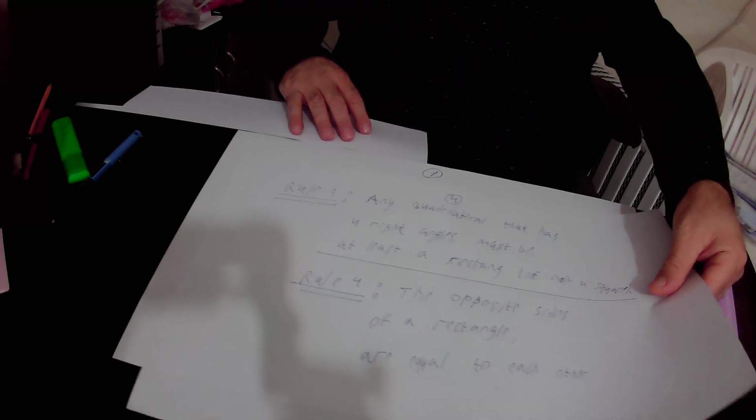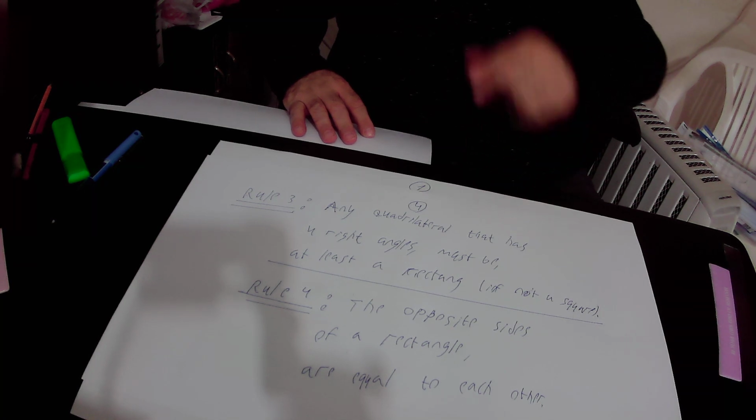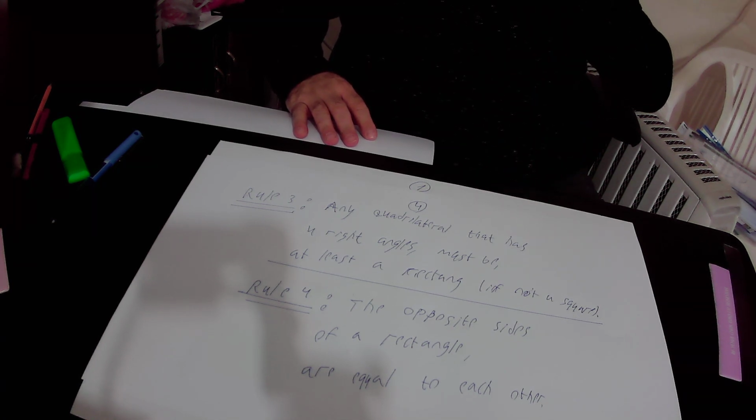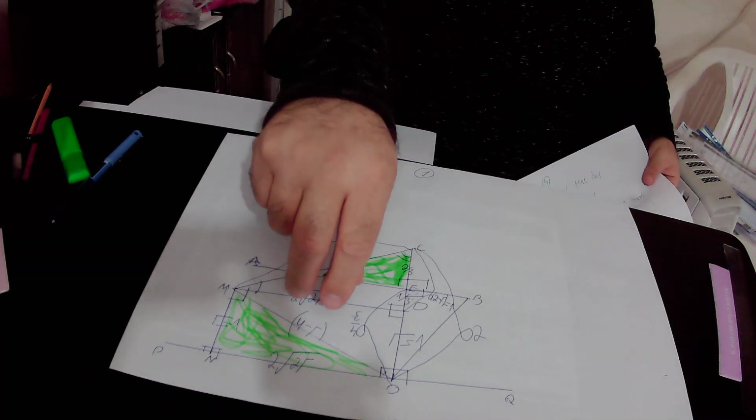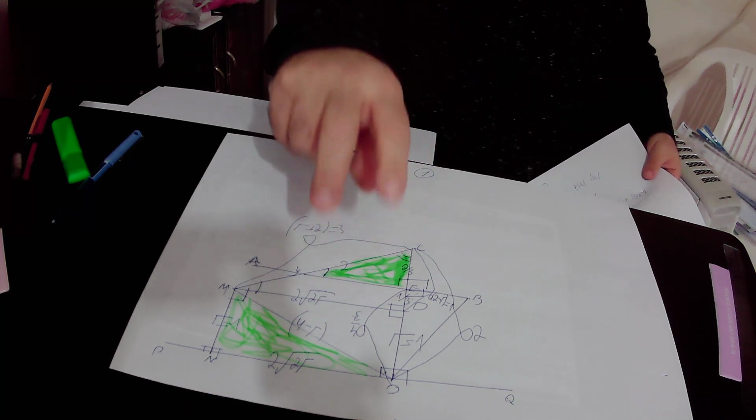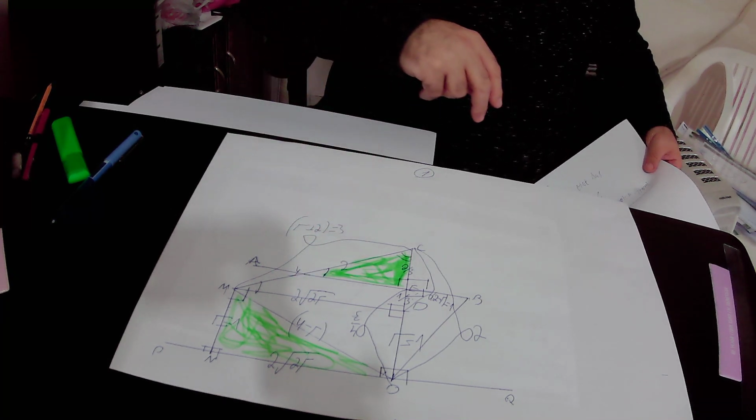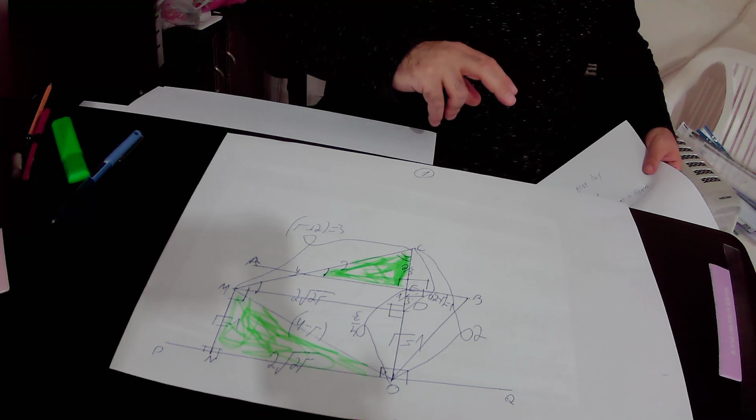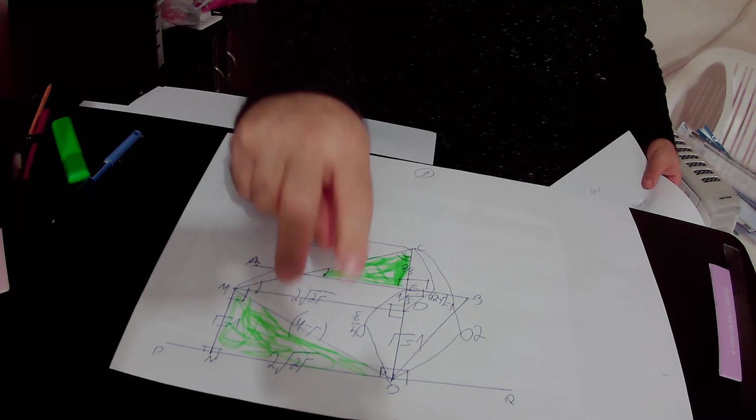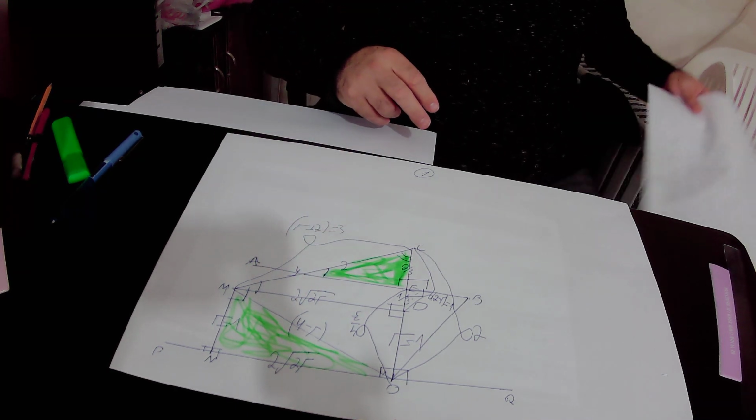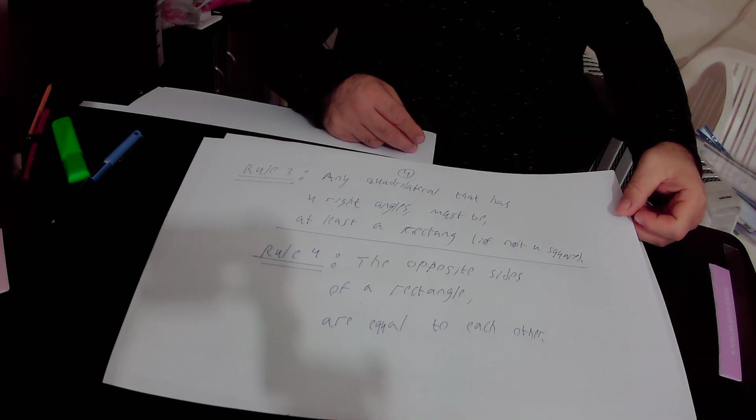And we also have rule number 3 that states that any quadrilateral that has 4 right angles must be at least a rectangle, if not a square. Because this quadrilateral MNOD has 4 right angles, we relate to it as a rectangle according to rule number 3. So quadrilateral MNOD is a rectangle according to rule number 3. And we have also rule number 4 that states that the opposite sides of a rectangle are equal to each other.